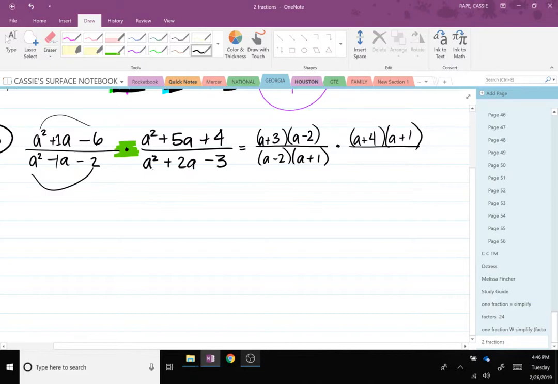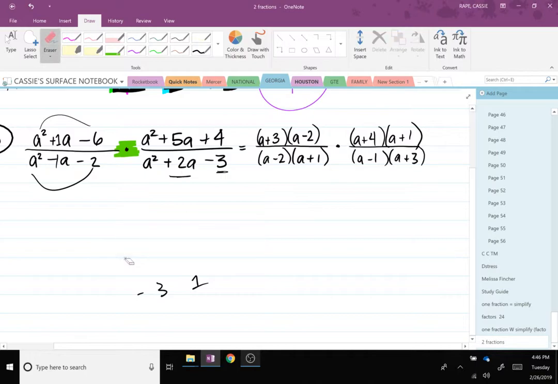And then a squared plus 2a minus 3. I know that I've got to do either a negative 3 and a 1 or a negative 1 and a 3. What I'm looking for here, those are the two sets of factors that will give me a negative 3. I'm looking for the two that add to a positive 2, and so it has to be that pair. So it's going to be a minus 1 times a plus 3.